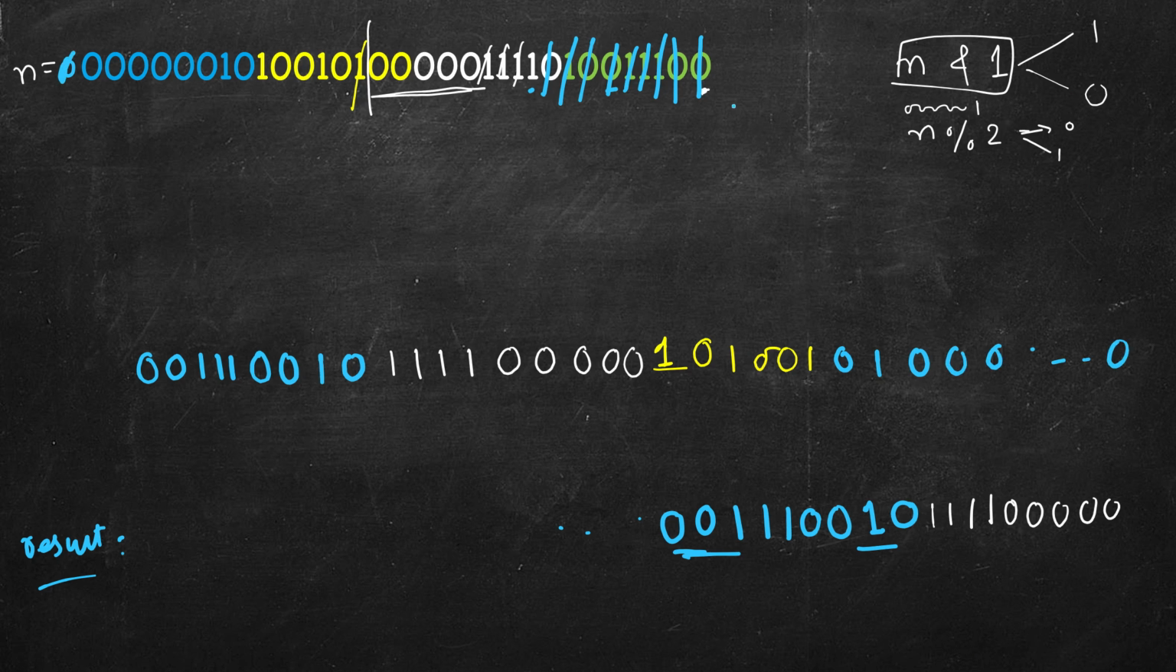So now if you compare this, you see that we have 0 0 1 1, 0 0 1 1 1, and here it's 0 0 1 1 1.